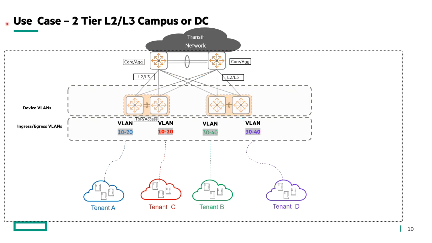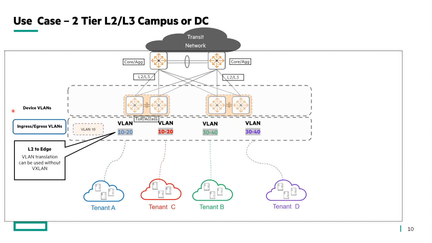So another use case, two-tier layer 2, layer 3 campus or DC. Although this is not the primary use case, the VLAN translation rule can be used on the appropriate switches without VXLAN configured. So if you've got the similar identical requirement, tenants or business units that do require separation of overlapping VLANs at the network edge, then VLAN translation can be applied. So it will work in an identical way. We can use VLAN translation without VXLAN. The ingress-egress VLAN is mapped to the device VLAN, but those device VLANs are not mapped to any particular VXLAN VNI.